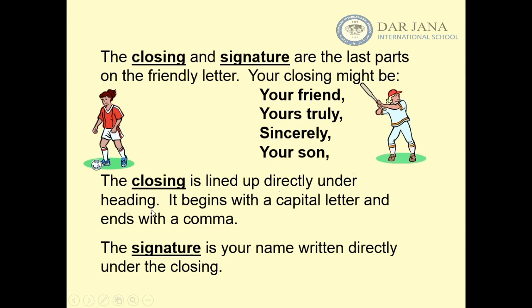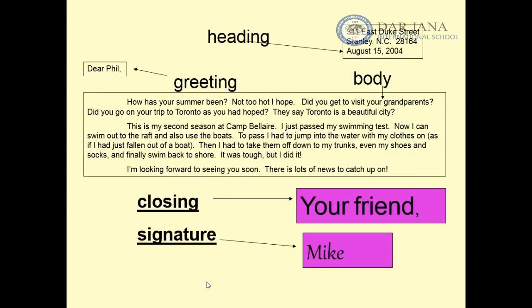So where do I write the heading? On top of the right of the letter. Down on the right, I write the closing right here under the heading. It begins with a capital letter, as we said, and ends with a comma. The signature is your name. So in the greeting, we write the person's name that we're writing to. In the signature, we write our own name, and it comes directly under the closing.